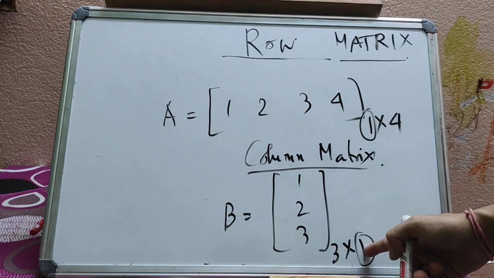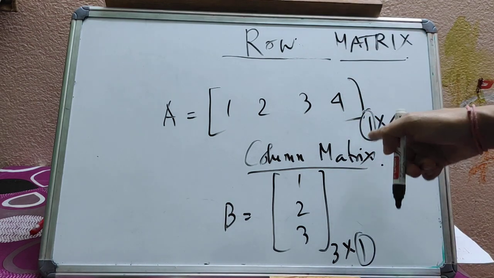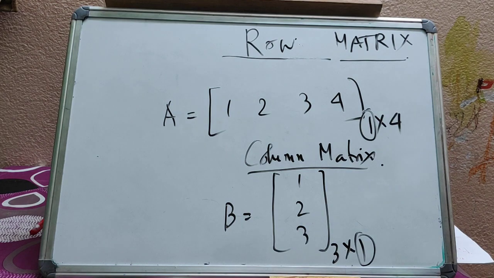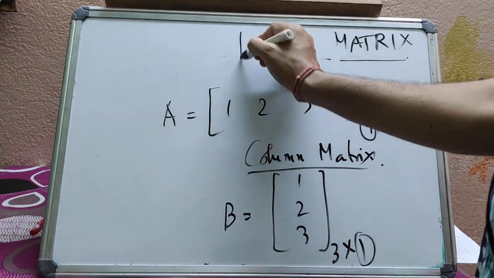But in a column matrix, the column will always be equal to 1, and in a row matrix, the row will always be equal to 1. Now we move to the next. This is called the null matrix.